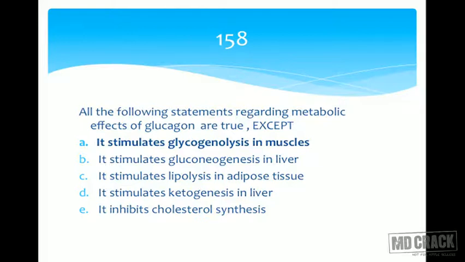Glucagon, what is the main function of glucagon? To maintain the blood glucose level. Can muscle glycogen contribute to blood glucose level? No. So naturally, glucagon will not have any effect on the glycogenolysis of the muscle. So this will be the false statement.